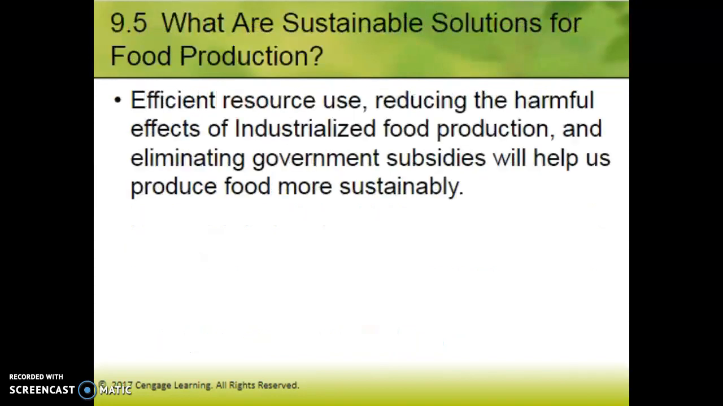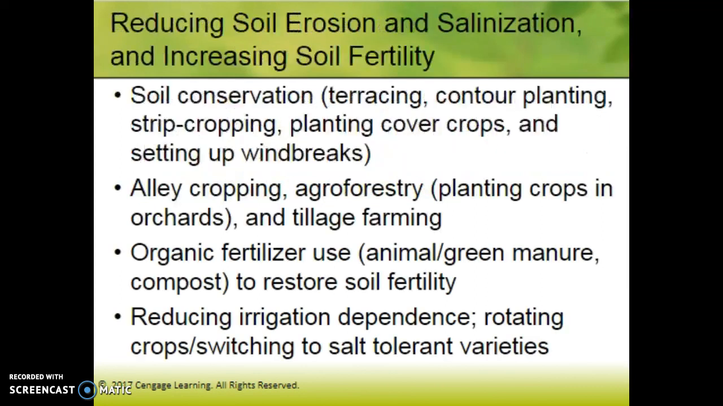So what are our sustainable solutions for producing food? Because we got to have it. We got to be more efficient with our resource use. We got to find a way to circumvent the harmful effects of industrialized ag, and we got to eliminate those subsidies that make unhealthy food really affordable.